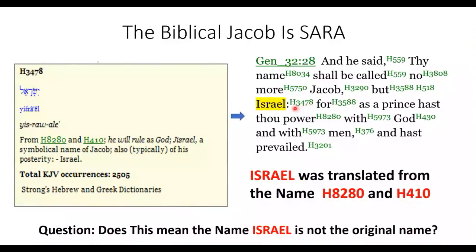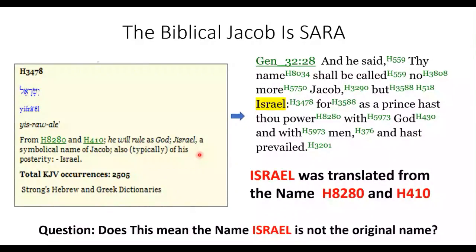H3478. And the H means Hebrew. So when you're looking inside of the Strong's Dictionary, you're looking at Hebrew 3478. And as you see on the left, that's what it says, Hebrew 3478. It says Yisrael, and it lets you know it's from H8280 and H410. He will rule as God.